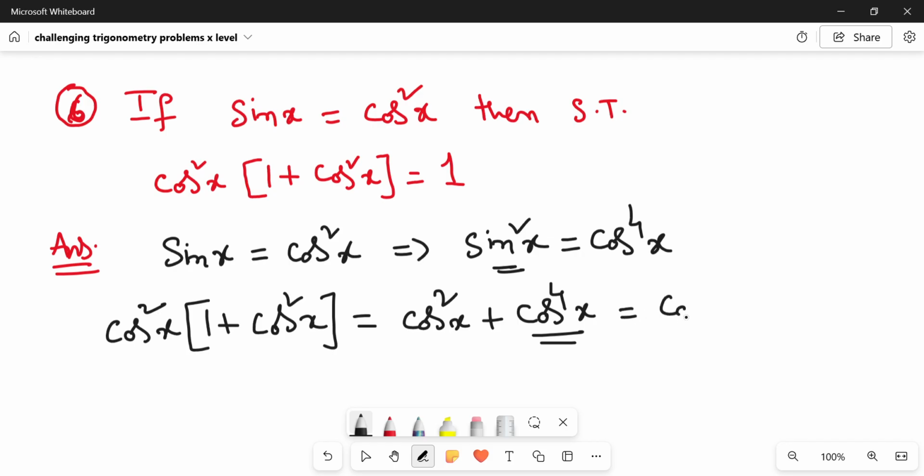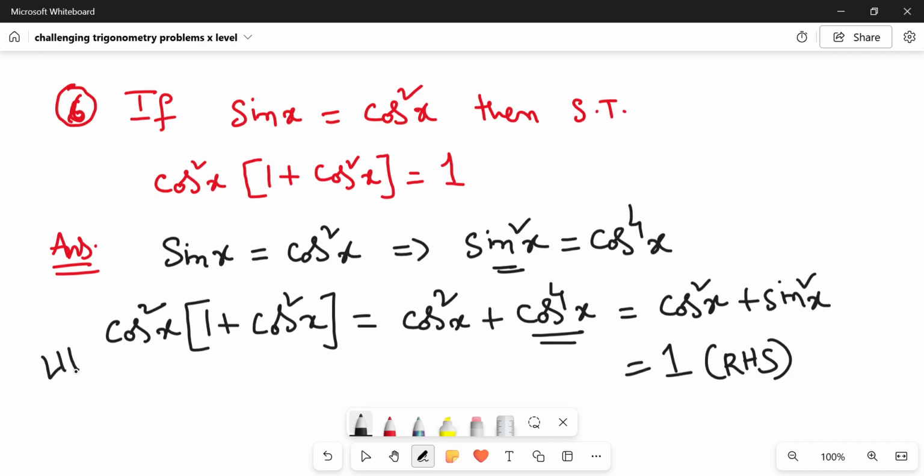So you have cos square x plus sin square x. I know very well that cos square x plus sin square x is anyway 1. So that is our RHS. That's proved. So this is our LHS, and then you got the RHS. So hence proved, that's QED.